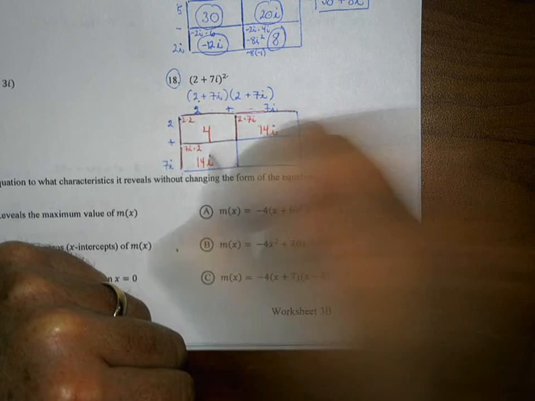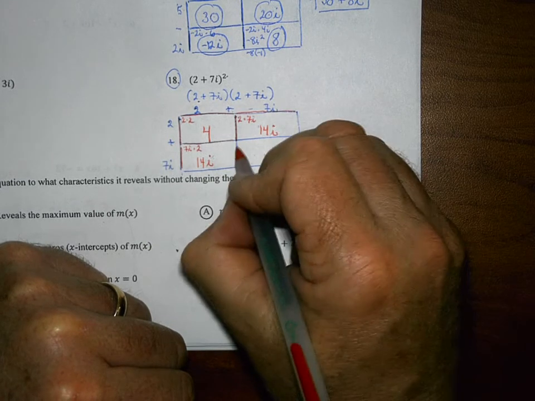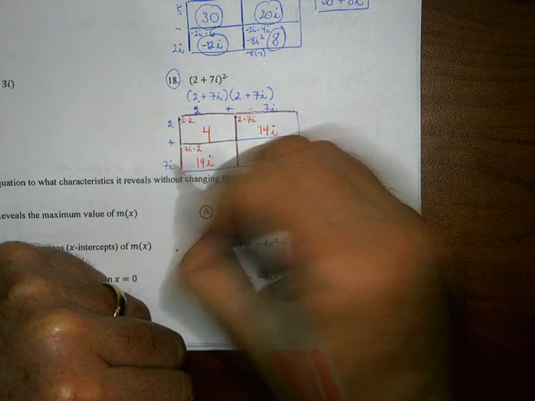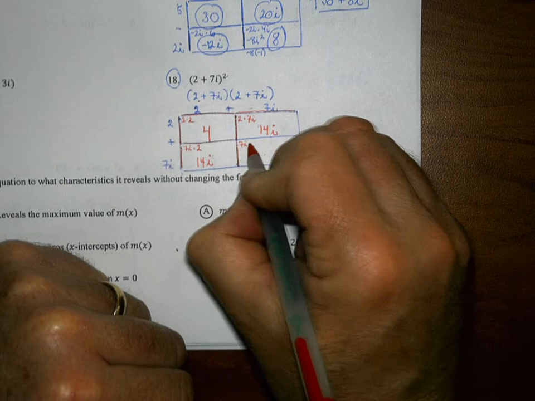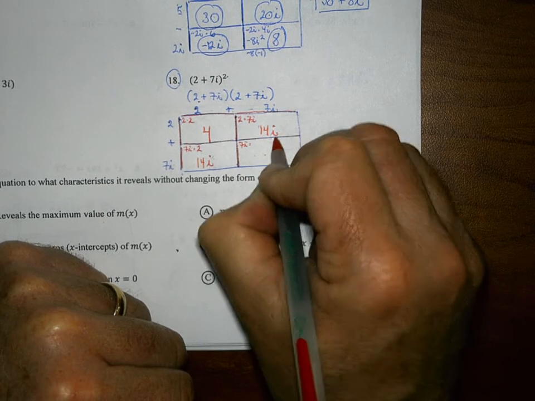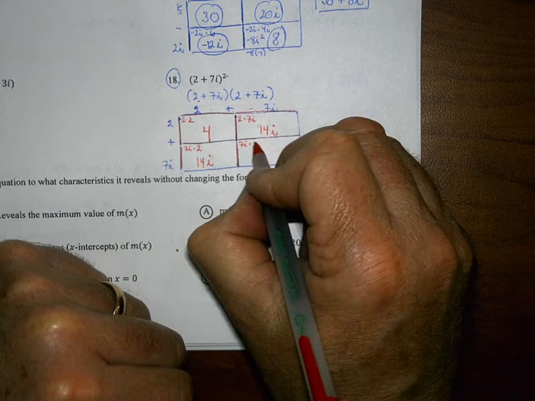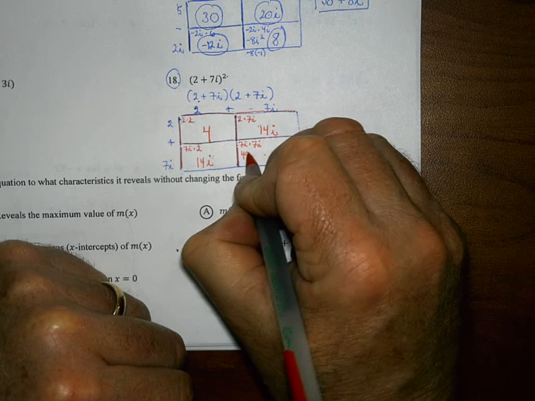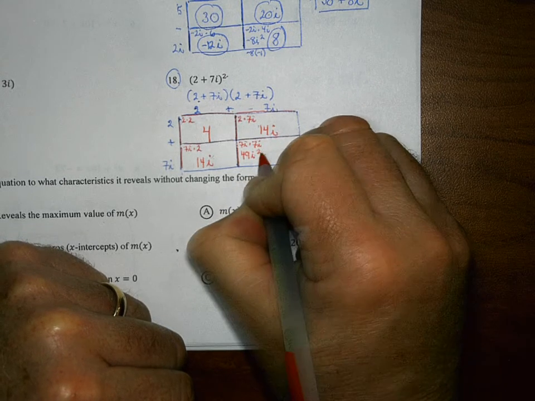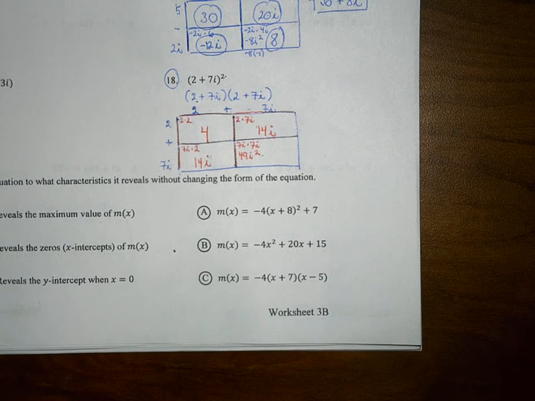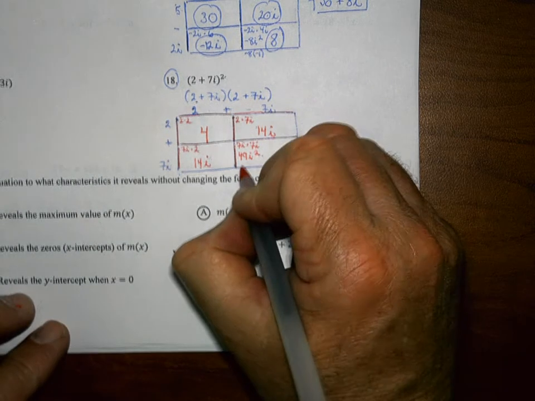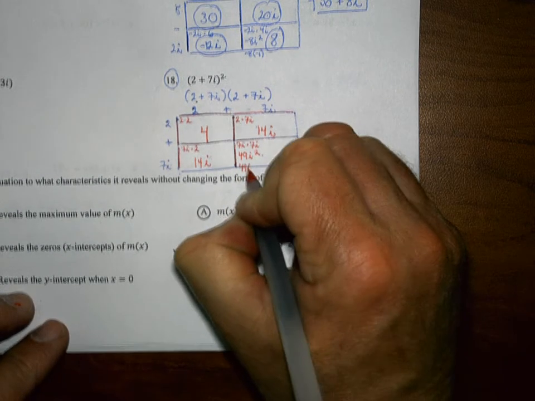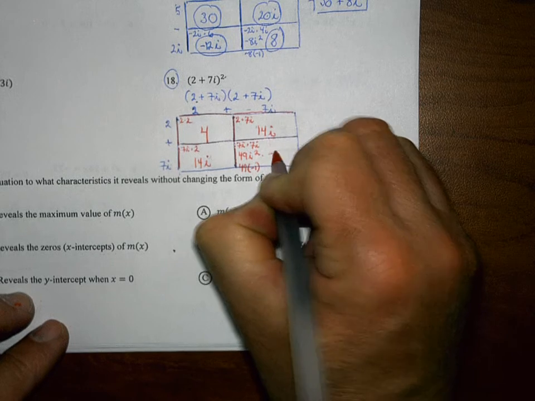14i. Then to get the bottom right rectangle, I'm going to take this side, which is 7i, I'm going to multiply it by this side, which is positive 7i. So what's 7i times 7i? Well, that's 49i squared. But remember, i squared, by definition, always becomes negative 1. So this becomes 49 times negative 1, so that gives me negative 49.